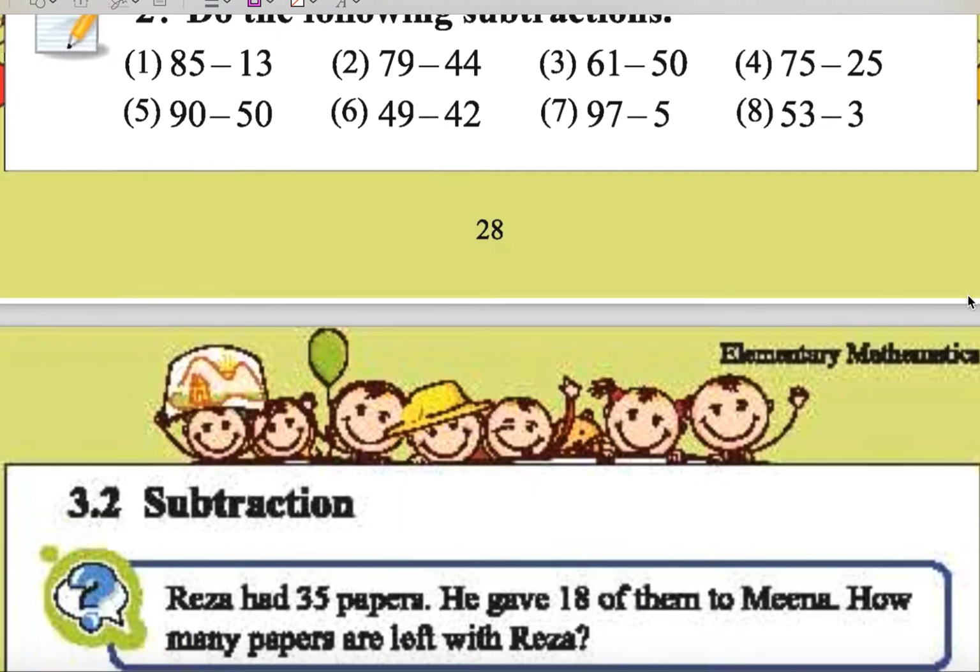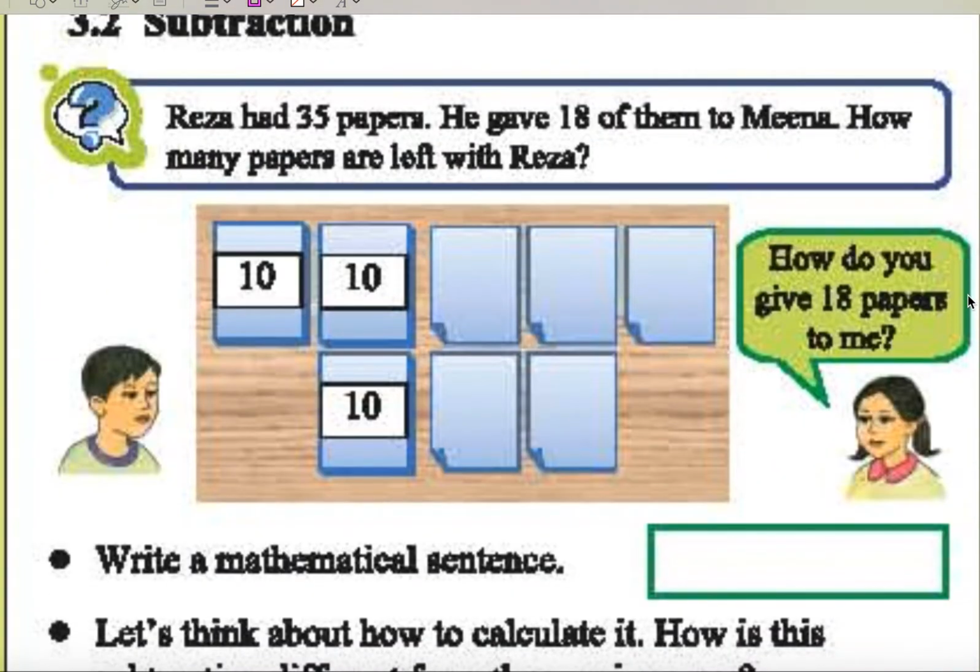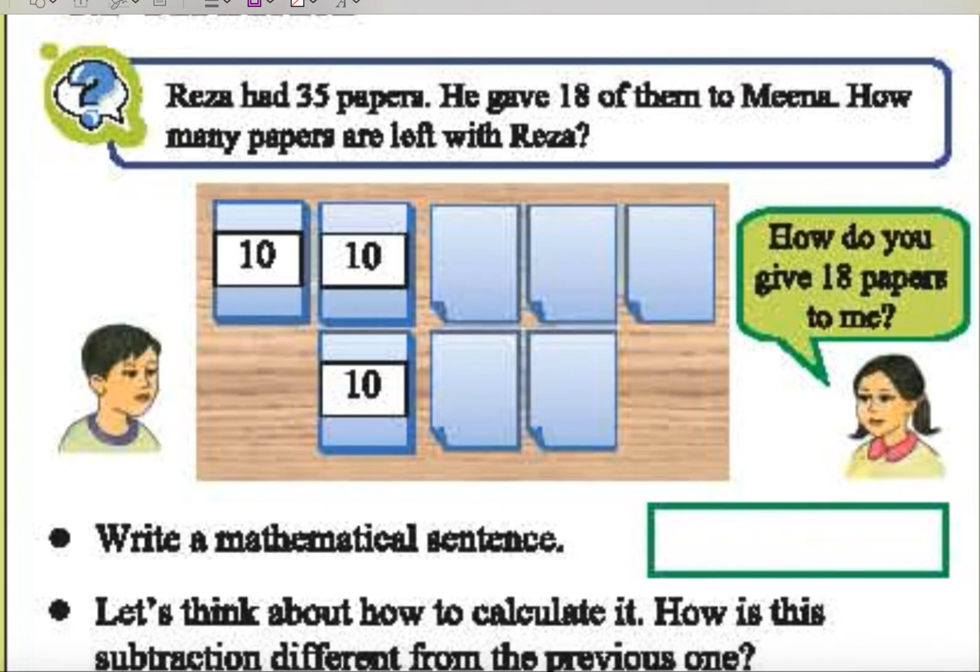Now Reza had 35 papers. He gave 18 of them to Mina. How many papers are left with Reza? He gave 18. 30 and these are 5. In order to give 18, these 5 you first give to Mina, then this becomes 30. How many more needed?